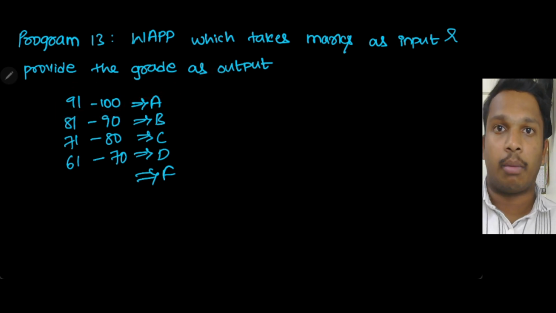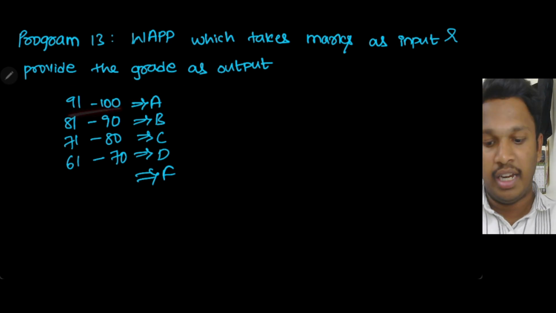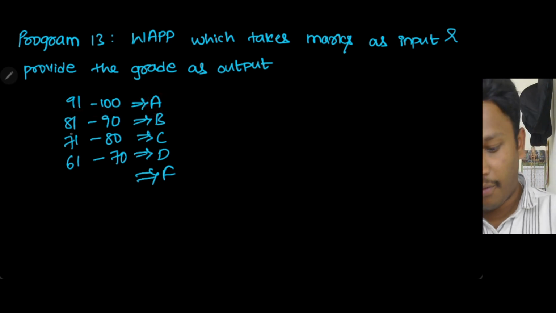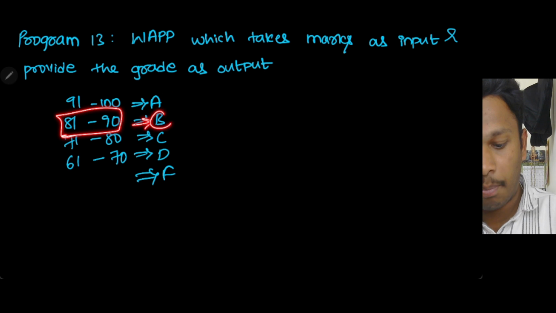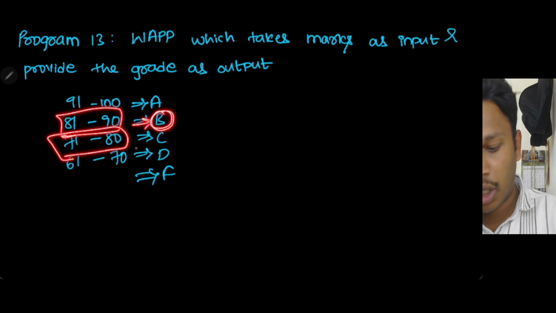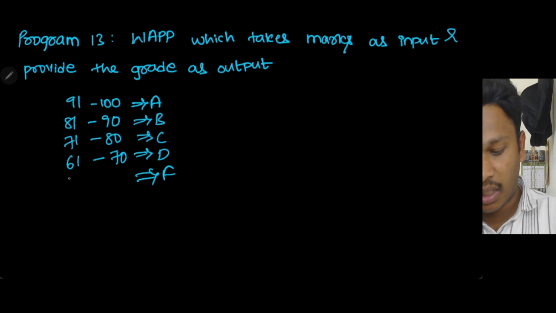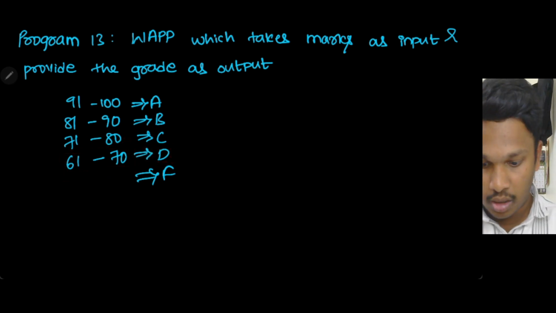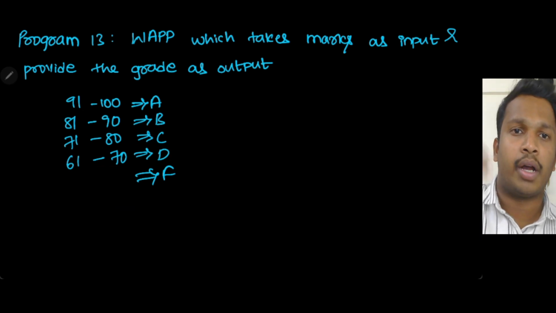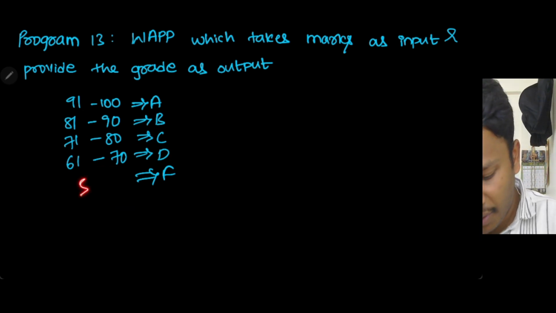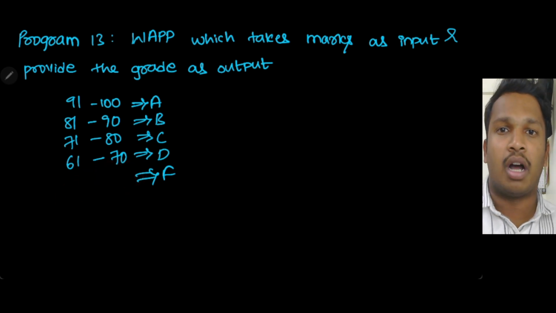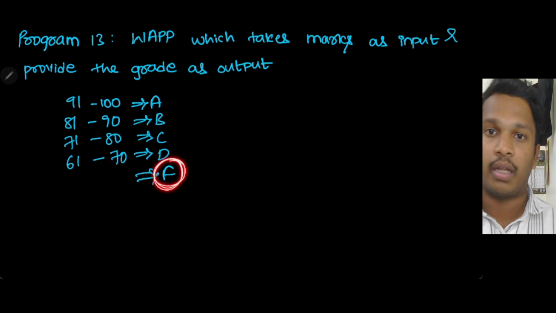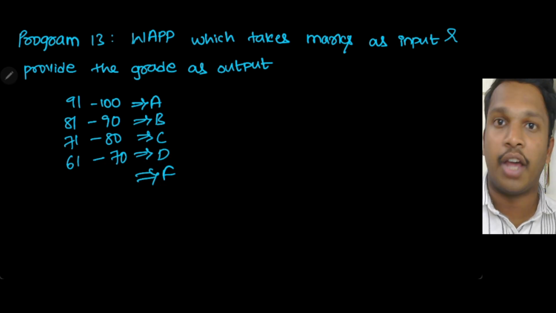If the student got marks from 91 to 100, then he will get A grade. If between 81 to 90, he will get B grade. If it is between 71 to 80, he will get C grade. If it is 61 to 70, then he will get D grade. Or else, if he gets any marks from 0 up to 60, he will get F grade. This is the scenario which we have been given.